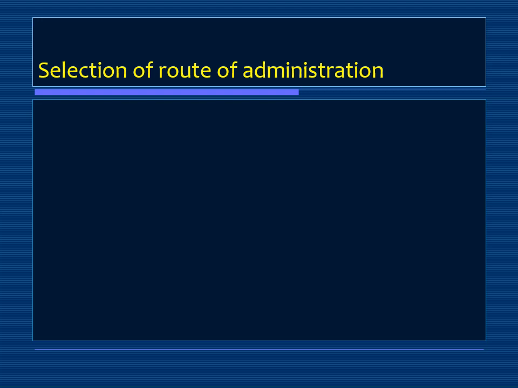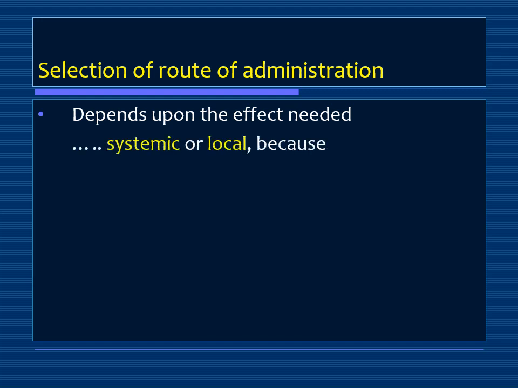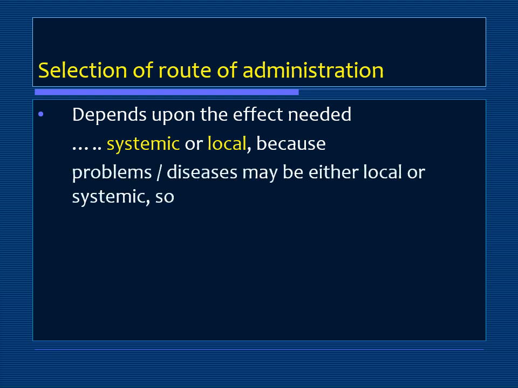Selection of route: how do we select which route we should adopt? Obviously that depends upon the effect needed, whether we need systemic effects or local effects, because the problem or disease may be either systemic or local.